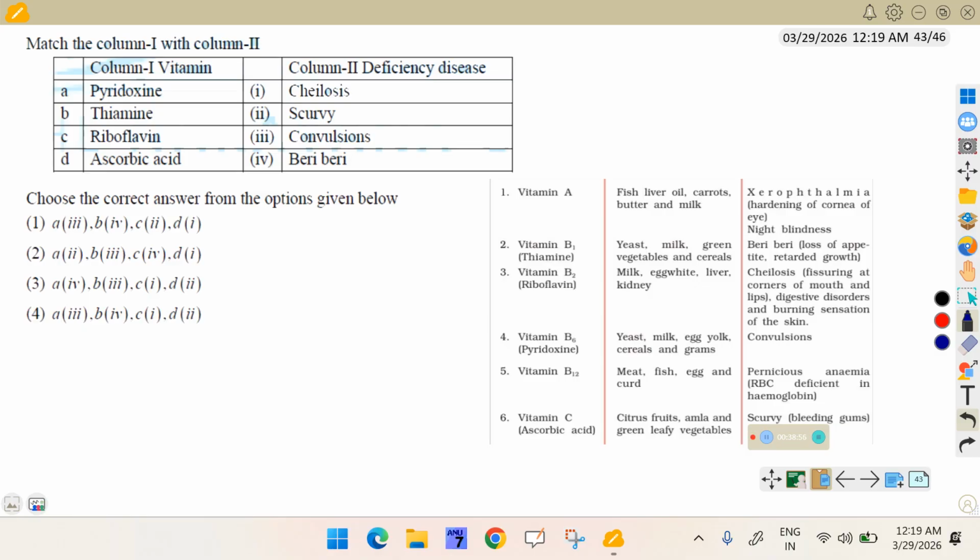Match the following. Pyridoxine deficiency disease is convulsions, A3. Thiamine deficiency disease is beriberi, A3 B4. Riboflavin deficiency disease is cheilosis, C1. So the correct answer is the fourth option.